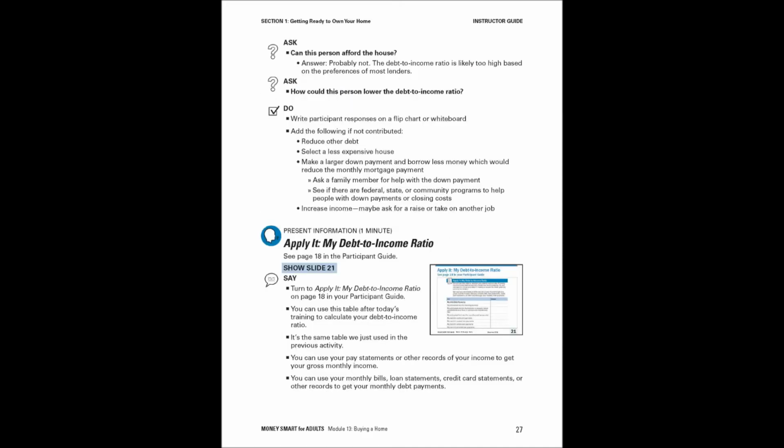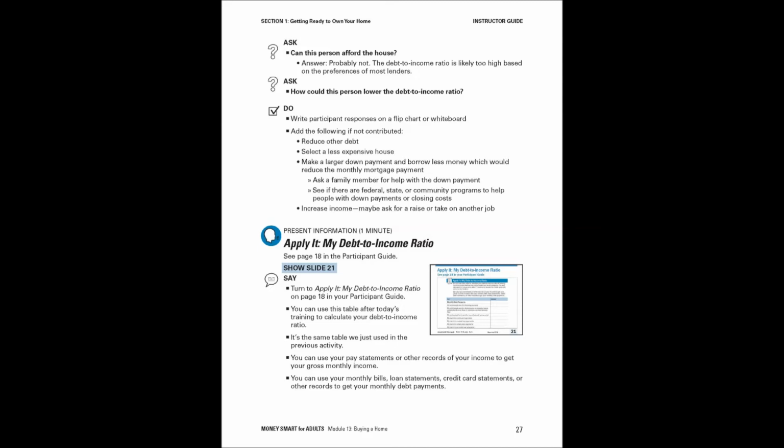And so the question to ask is, can this person afford the house? And you're going to get various answers based on people's opinions on this, but we really need to talk about how the person can lower their debt to income ratios. So you're going to write the responses up on the flip chart or the whiteboard and have the discussion, because this is going to lead into the apply it activity, my debt to income ratio.